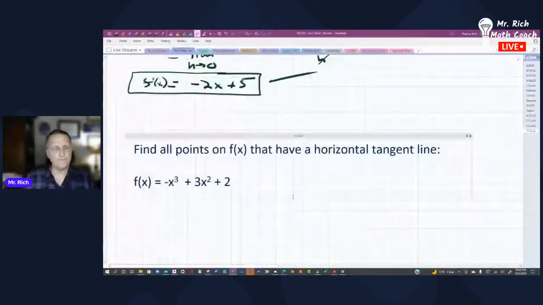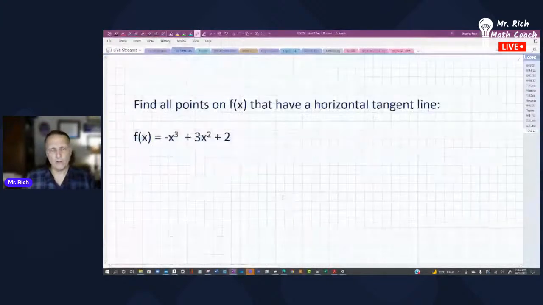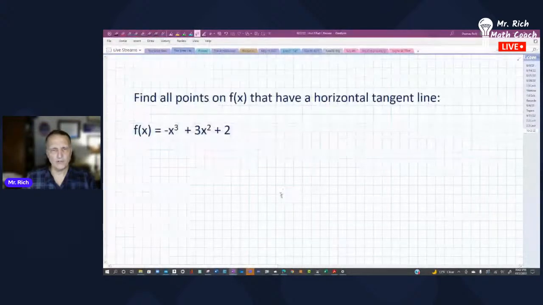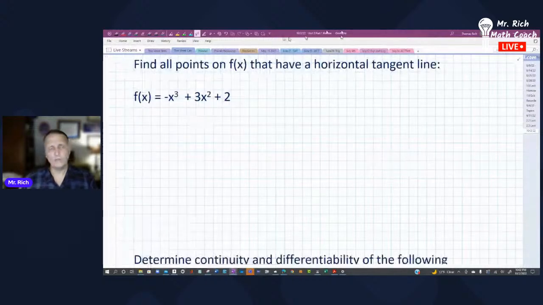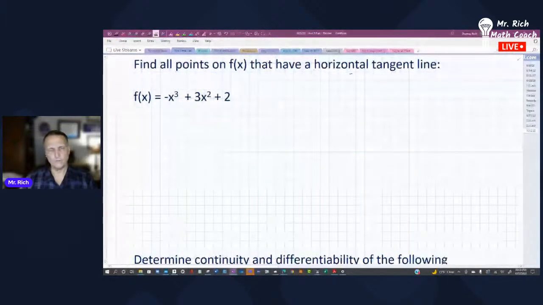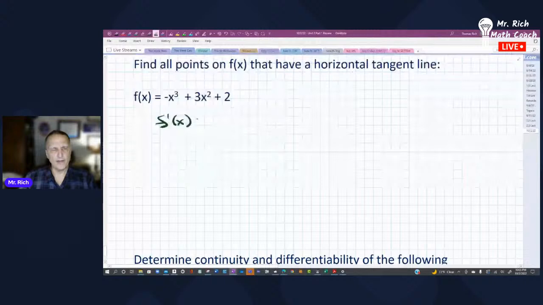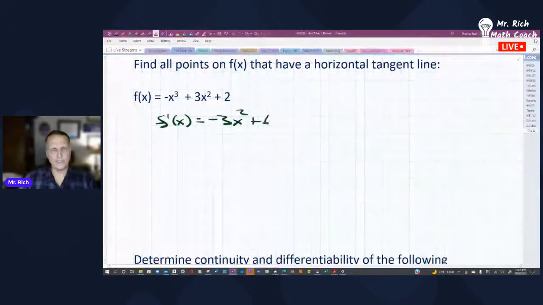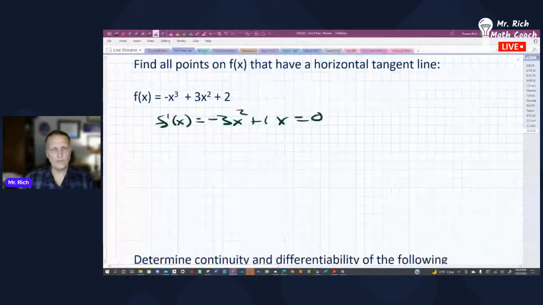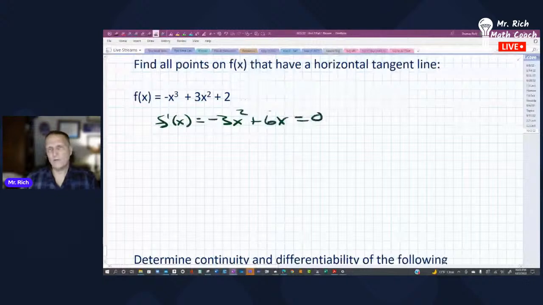All right, next question. Find all points on f of x that have a horizontal tangent line. Well, horizontal tangent lines would be tangent lines that have a slope of 0. That's, horizontal lines have slopes of 0. So the exercise here is really finding the derivative and setting your derivative equal to 0. The derivative of 2 is 0. That's why that drops off here. And now I'm solving this for x.